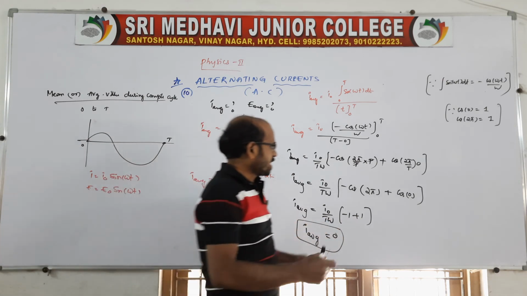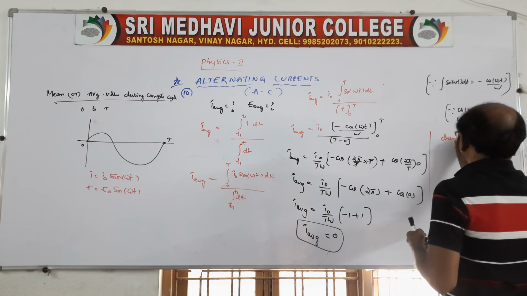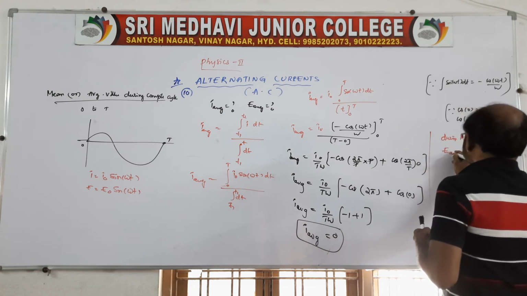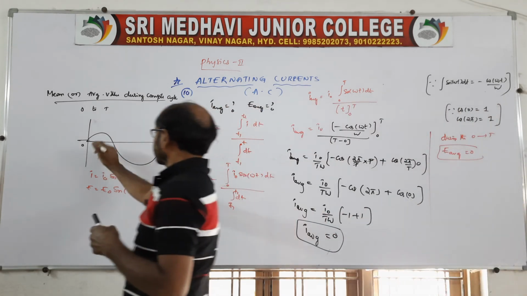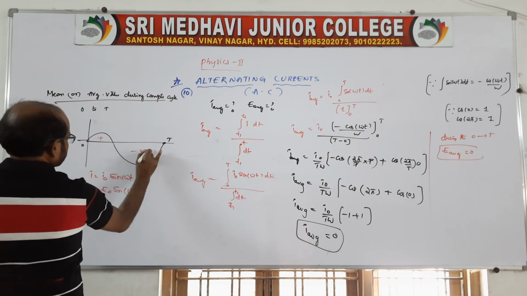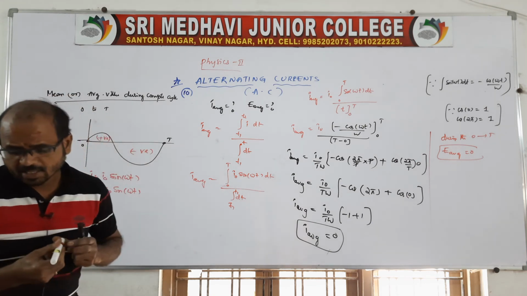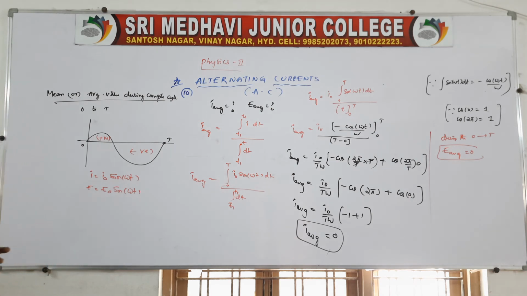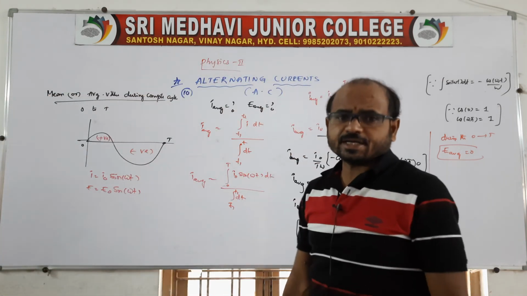So the E average value during the full cycle, you write as during the cycle 0 to capital T, E average will be 0 for the full cycle, of course. So this is the plus half and this is the minus half. Clear, no? So like this we need to find the average value during the full cycle. This is one question related to alternating currents.